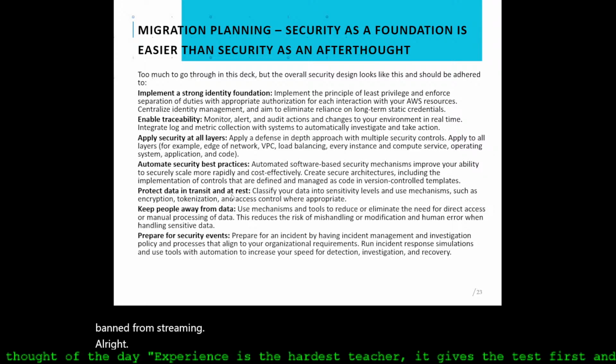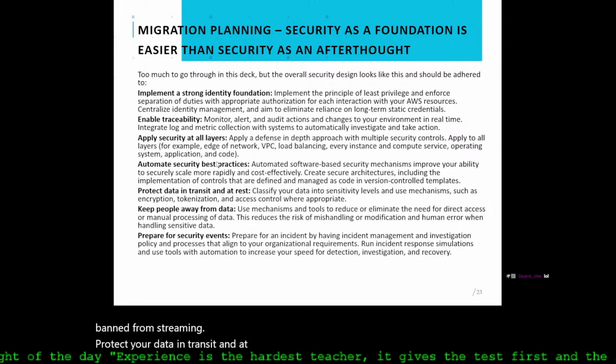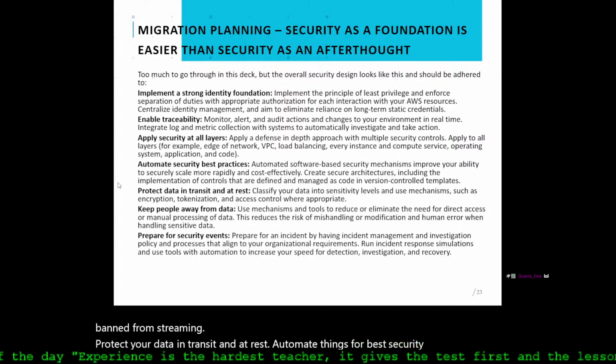Protect your data in transit and at rest. Automate things for best security practice. This one's big.